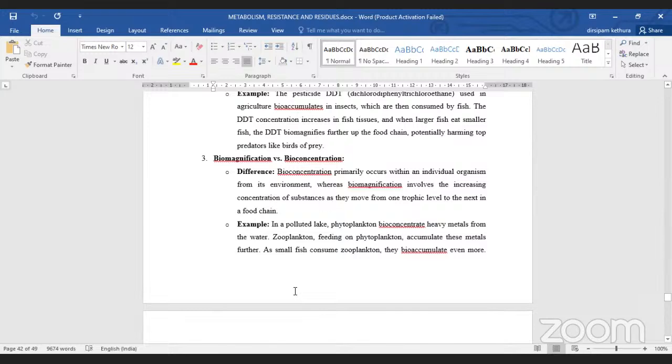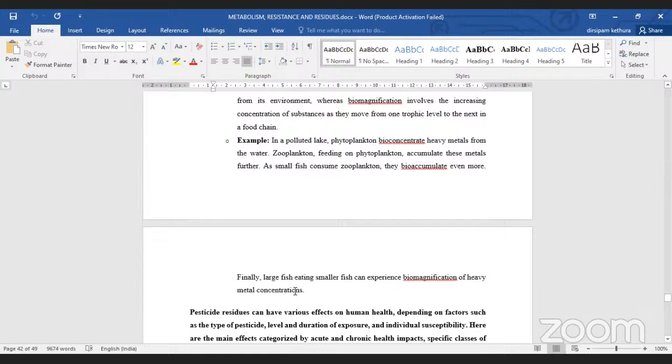Here, an example has been given. In a polluted lake, phytoplankton bioconcentrate heavy metals from the water. Zooplankton feeding on phytoplankton accumulate these metals further. As small fish consume zooplankton, they bioaccumulate even more. Finally, large fish eating smaller fish can experience biomagnification of heavy metal concentrations. These are about bioaccumulation, bioconcentration, and biomagnification.